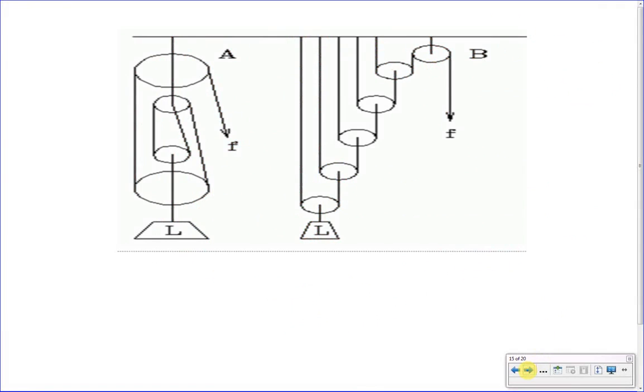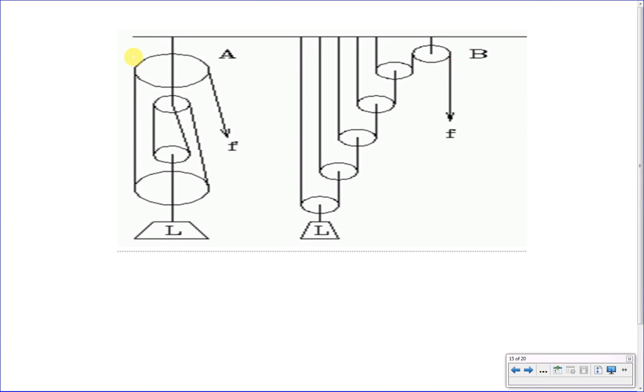Let's do a little practice. Single strand, don't count this one, mechanical advantage of 1, 2, 3, 4. This one, similar to the last slide, so mechanical advantage of 2 for all of these except for this one, which is 1. 2 times 2 is 4, 4 times 2 is 8, 8 times 2 is 16, 16 times 2 is 32, plus 1 is 33.